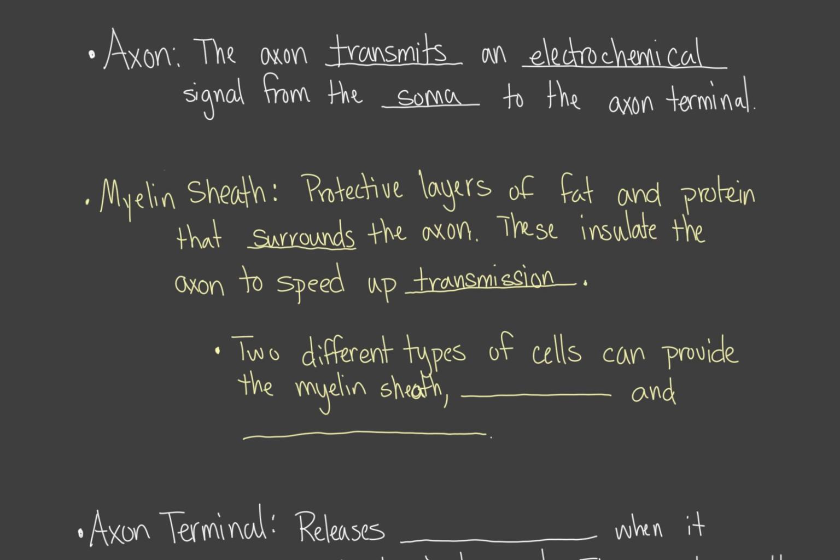And there's two different types of cells that can provide the myelin sheath. One is a Schwann cell. It's also called a neurolemmocyte. And the other is oligodendrocytes. So there's two different cells that can make myelin sheaths.